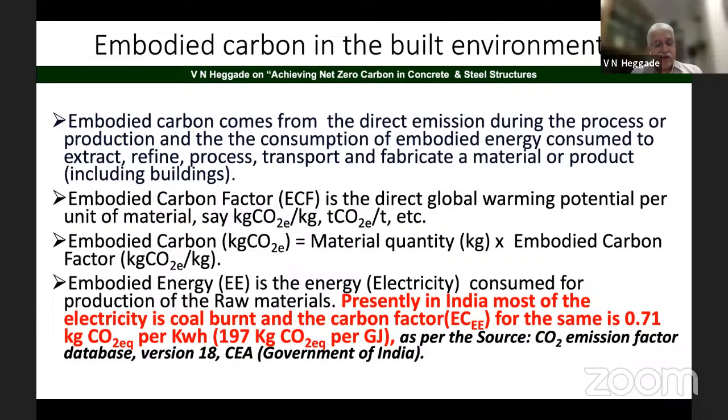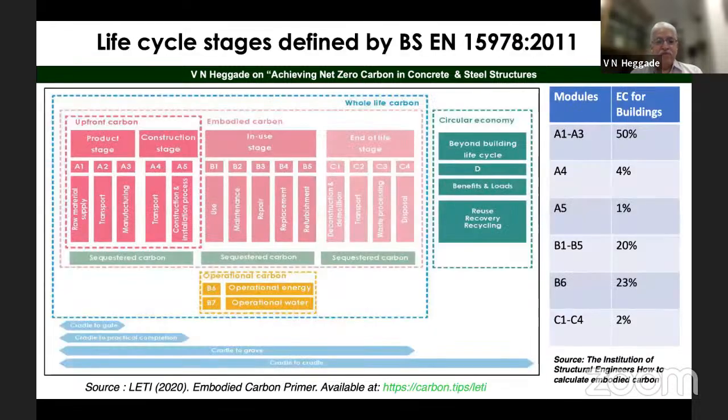Right now, on the basis of the state of the art technology which is available, maximum electricity is produced by burning coal. While burning coal, on the basis of the current state of technology, around 0.71 kg carbon dioxide equivalent, 197 kg carbon dioxide equivalent gets emitted for the production of 1 gigajoule. That's why the consumption of embodied energy while producing cement or steel also gives rise to carbon dioxide. That's why the embodied energy concept is also very important.